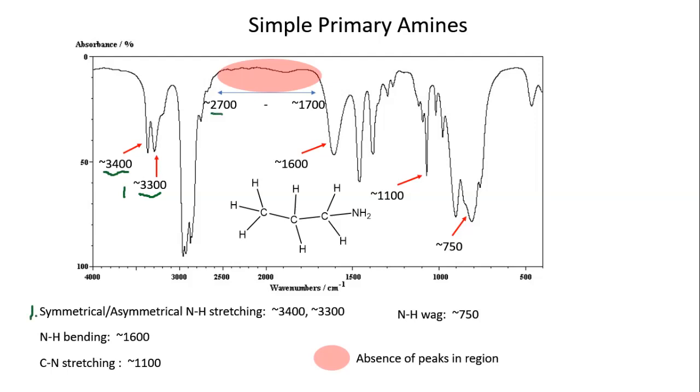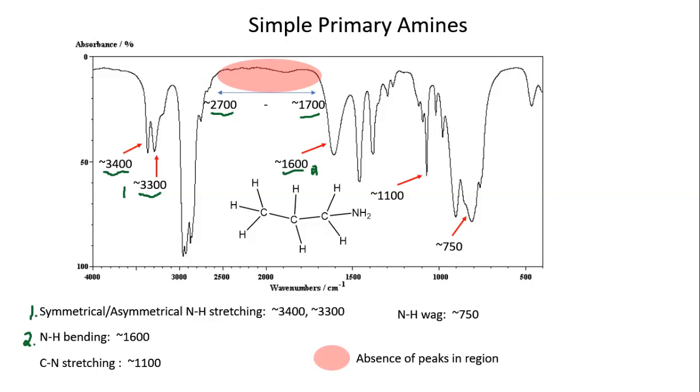Then you see between 2700 and 1700, there's no peaks in this region for simple amines that we're dealing with. Now we have another peak at around 1600. This is a type of NH bending, so that's number 2. And these are the main peaks. So if you have a primary amine, you should have peaks near these numbers. So for example, 1600, I would say anywhere between 1650 and 1550, in that range. If you have a peak, that's going to indicate it's an NH bending if you have a primary amine.